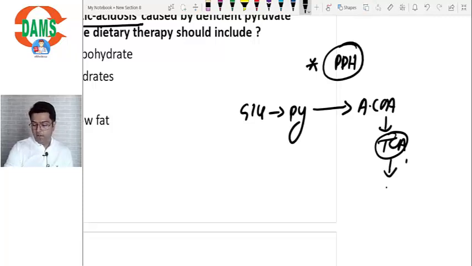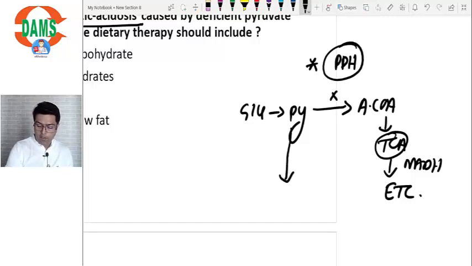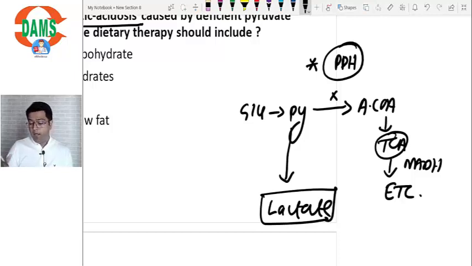Okay, so whatever is generated in the TCA, like NADH, goes to the electron transport chain. Now, if there is a PDH deficiency, the pyruvate doesn't convert to acetyl CoA. So the pyruvate converts to lactate. So what are the fates of pyruvate? Pyruvate can make acetyl CoA, pyruvate can make lactate also. Pyruvate can make oxaloacetate also by the pyruvate carboxylase enzyme, in gluconeogenesis and the Krebs cycle.